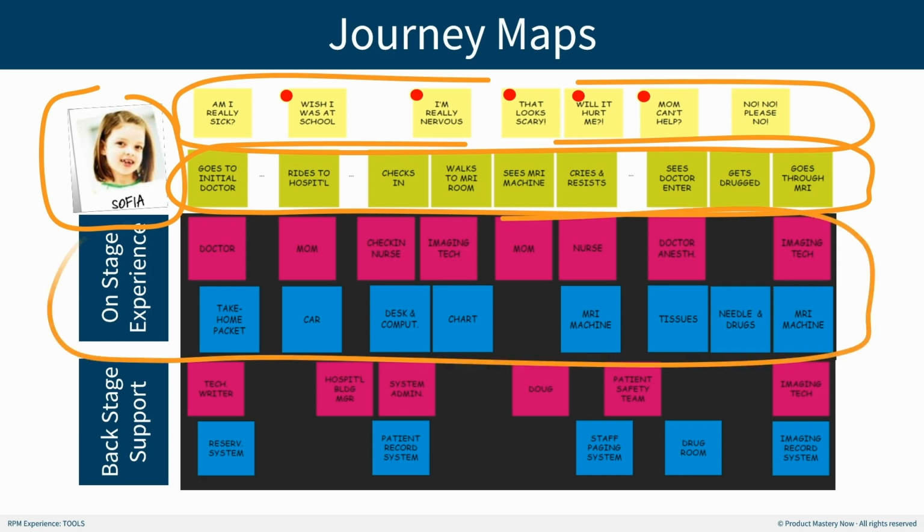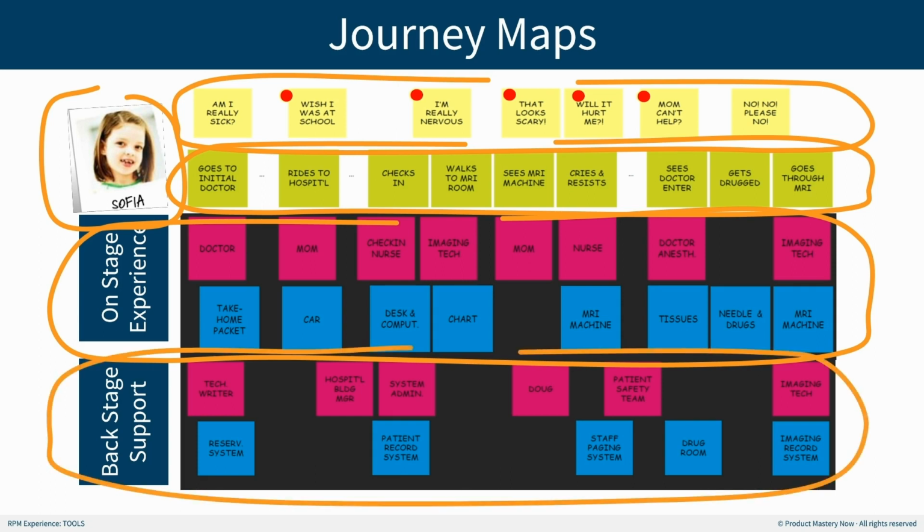And I also make note of all the visible interactions the customer has during the journey, right? Those people that they're interacting with and the things that the customer also interacts with. We can call those the front stage or the on-stage experience. And then we have the backstage, which are the supporting elements, which are not the things the customer interacts with, but the things that are necessary for delivering that experience or service.